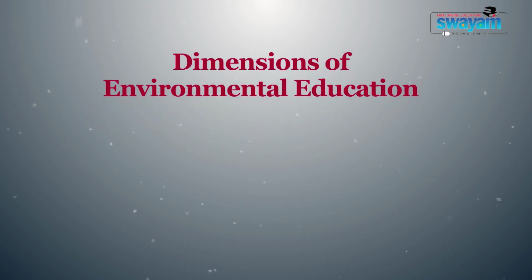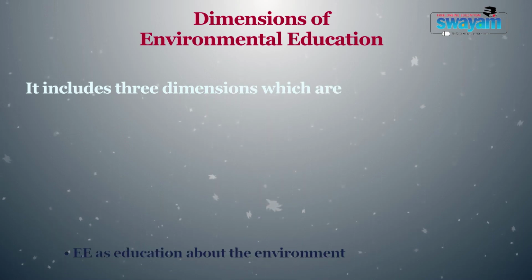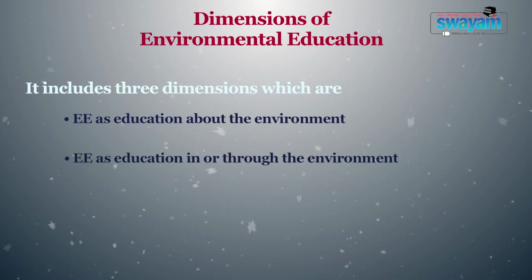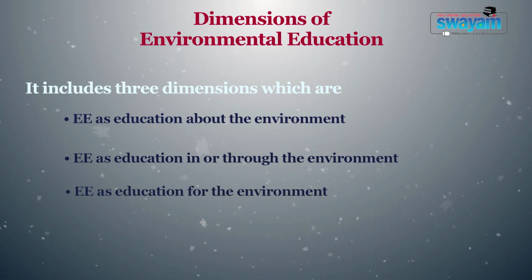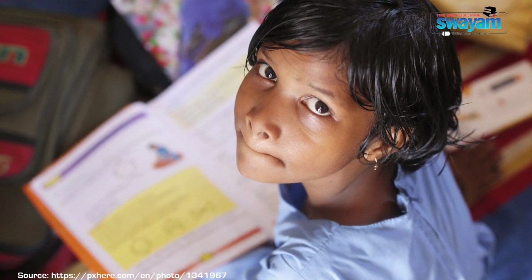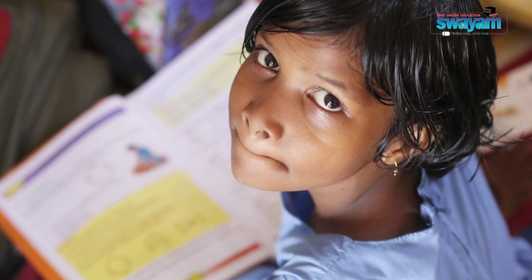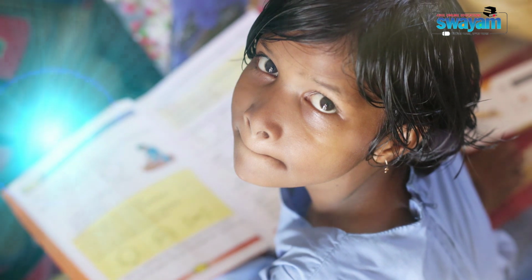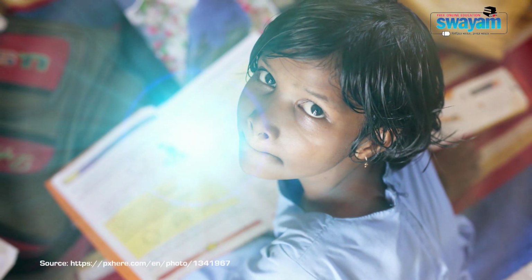Now, let us see the dimensions of environmental education. It includes three dimensions, which are environmental education as education about the environment, environmental education as education in or through the environment, then environmental education as education for the environment. This implies that environmental education has to assume the role of helping the individual develop knowledge about his or her environment, which he or she can get through interacting with the environment, and finally, he or she can use the knowledge and skills to conserve or take care of the environment.